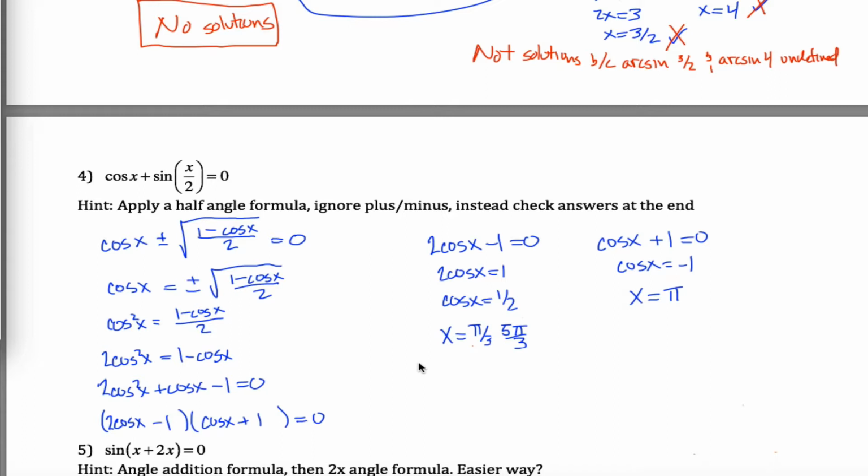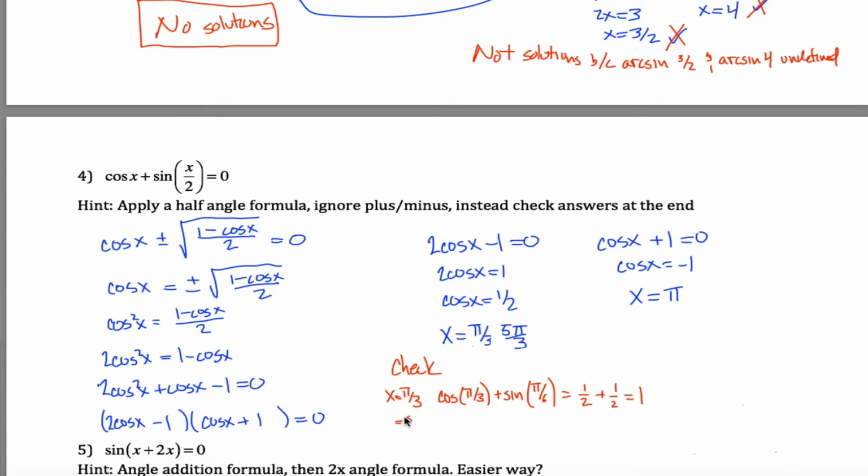Let's check x equals pi over 3. If x equals pi over 3, then I have the cosine of pi over 3 plus the sine of half of that, which is pi over 6. Let's see, the cosine of pi over 3, the x coordinate at the measure pi over 3 around the unit circle, is positive 1/2. And the sine of pi over 6, that's 1/2 also. So that equals 1, not 0. So this guy right here is not a solution.